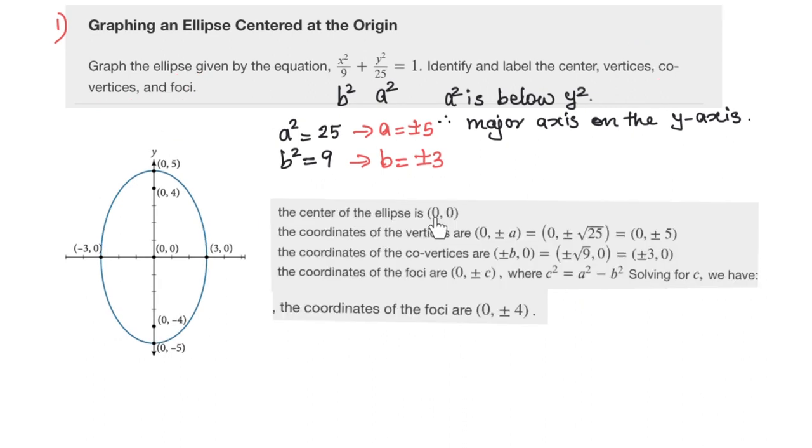The center is at 0, 0. Coordinate of the vertices are at 0, plus or minus 5. And the coordinates of the co-vertices are at negative or positive 3, right? So you can write plus or minus 3, 0. And the foci are 0, plus or minus 4. We found that using this formula, c square equal a square minus b square.